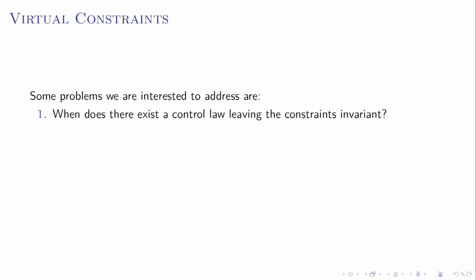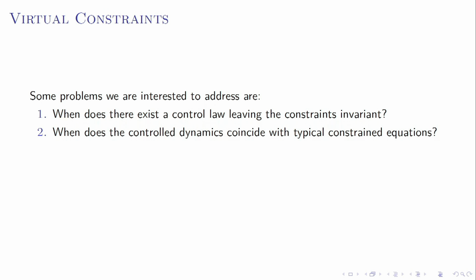So basically the main problems that we wish to address when we deal with virtual constraints, first of all, is the existence of a control law that leaves the constraints invariant, because maybe your objective is not even possible. Maybe your desired constraint is not even possible to be realized through a control law. So that is, of course, the first question. And it is actually the only one that we'll address today.